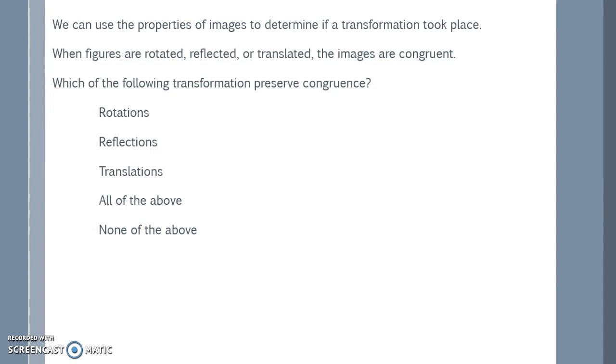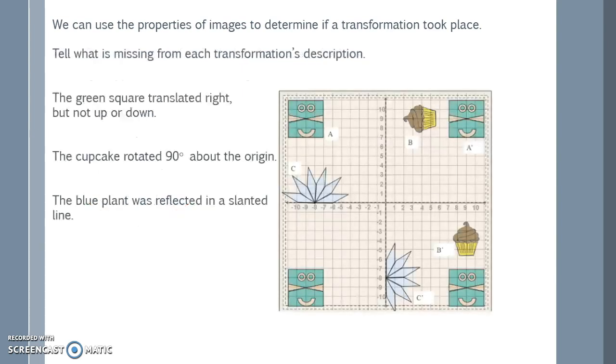Which of the following transformations preserve congruence? Rotations, reflections, translations, all of the above, or none of the above? As I just stated in the previous slide, all rotations, reflections, and translations preserve congruence no matter which of the combinations above happen.